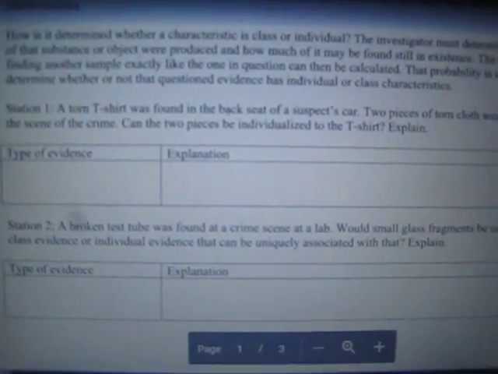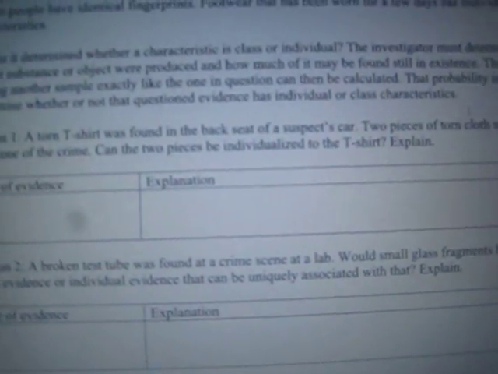So station 1, there's a torn t-shirt that was found in the back seat of a suspect's car. 2 pieces of torn cloth were found at the scene of the crime. Can the 2 pieces be individualized to the t-shirt? Explain. So you need to write in here the type of evidence, whether you think it is class or individual, and then an explanation of why you think it is that.